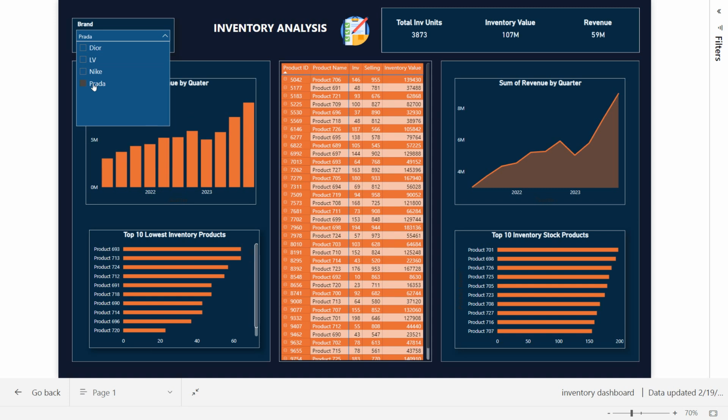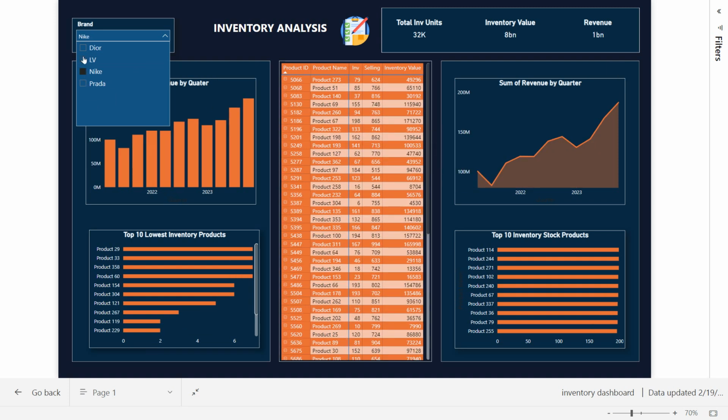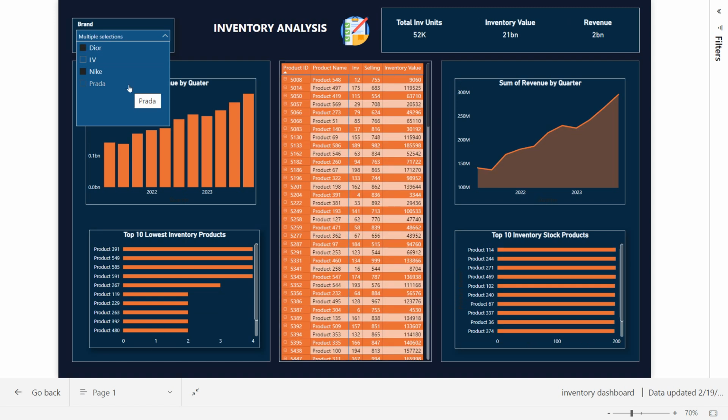Prada, its revenue is 59 million, inventory value is 107 million, total inventory units is 3,873. If quarter, here you can see sum of revenue. What if Nike plus Tiba? Yes. Total inventory units is 52k, inventory value is 21 billion, revenue is 2 billion.